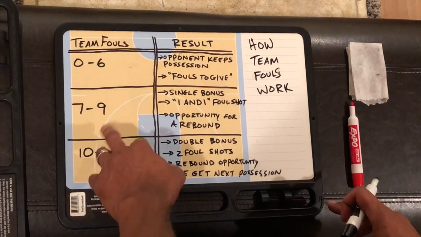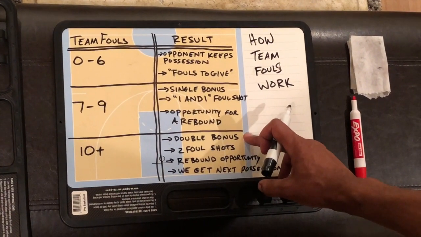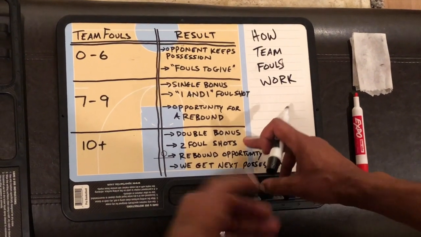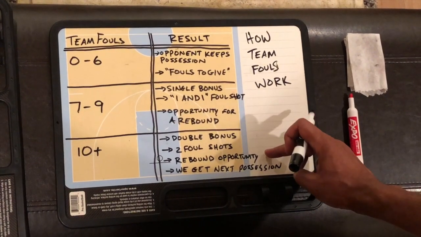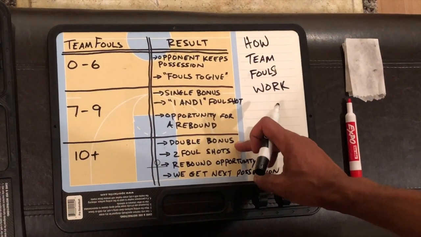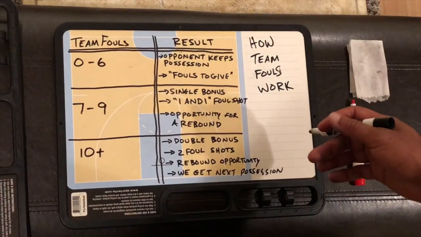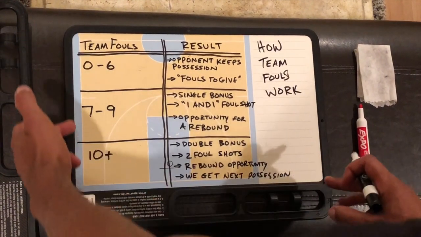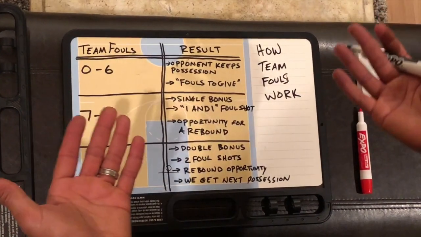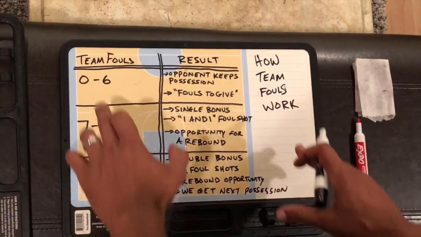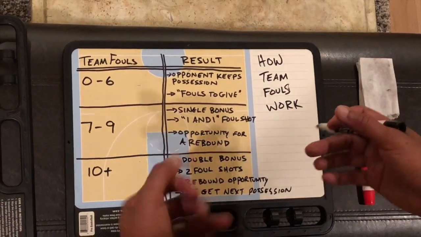Next is if we have 10 or more cumulative team fouls. This is called the double bonus. In this situation, the opponent gets 2 foul shots. Again, we also have a rebounding opportunity. But if the person makes those 2 shots, we get the next possession because we take the ball out and go down the other way. Granted, we are accumulating more fouls, but it gives us an opportunity to get extra possessions. And so in an SOS situation, we may want to use fouls strategically to gain possessions like so.